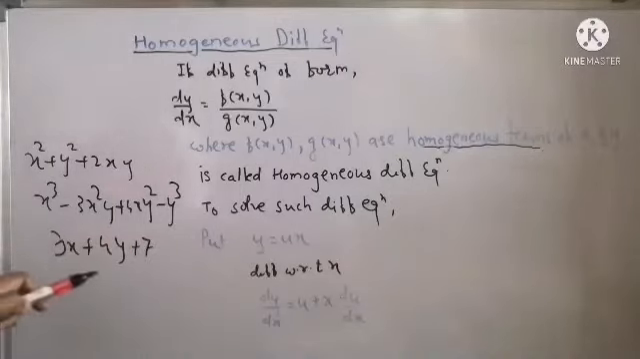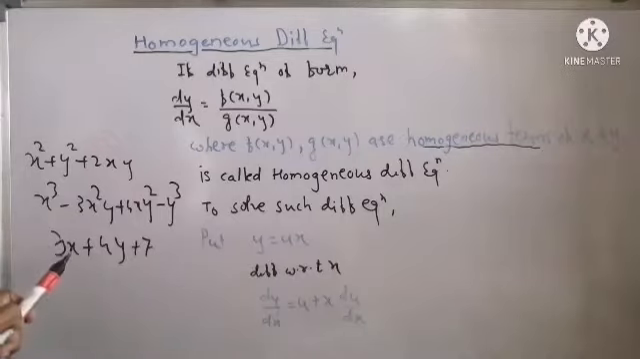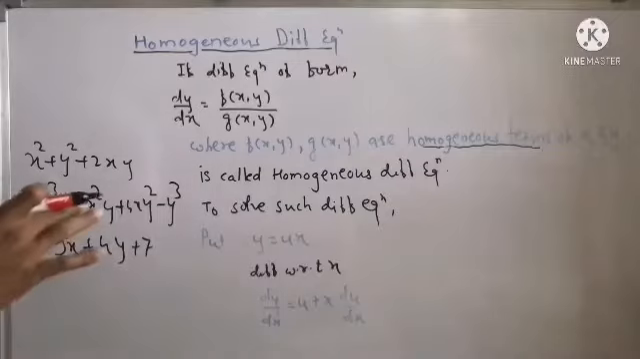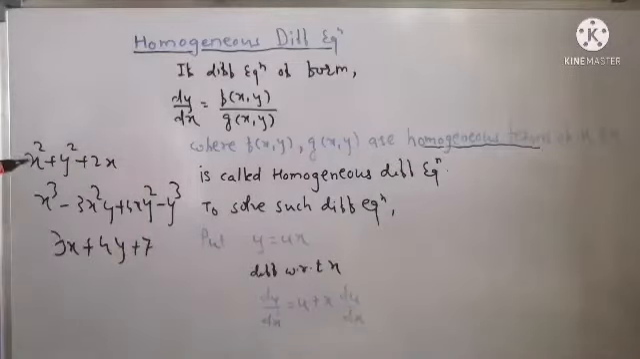This is called a non-homogeneous expression, as the first term has a degree 1, the second term has a degree 1, and the constant in the third has a degree 0. So the degree of each term is not equal. If I put here only 2x, then this expression is non-homogeneous. So understand the difference between homogeneous and non-homogeneous terms.